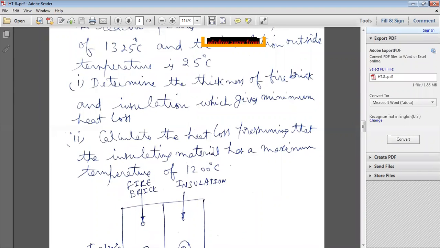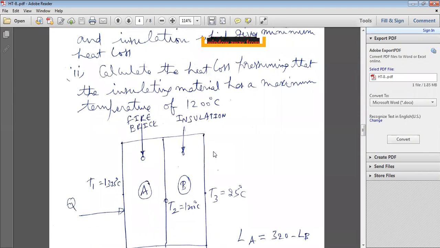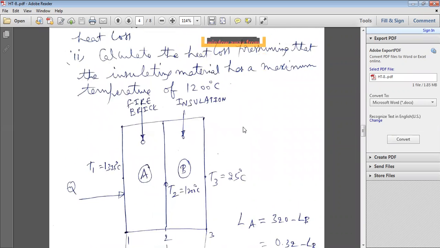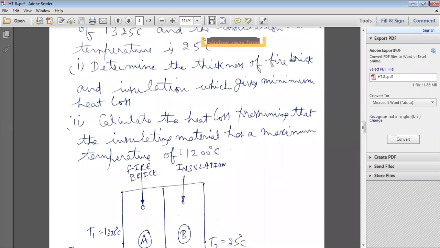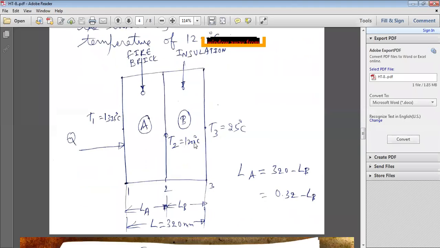And second bit, calculate the heat loss, presuming that the insulating material has a maximum temperature of 1200 degrees centigrade. The insulating material's outside temperature is 25 degrees centigrade, so the maximum temperature will be more than that. What is the T2 value? The insulating material has a maximum temperature of 1200 degrees centigrade. That's why T2 is equal to 1200 degrees centigrade.